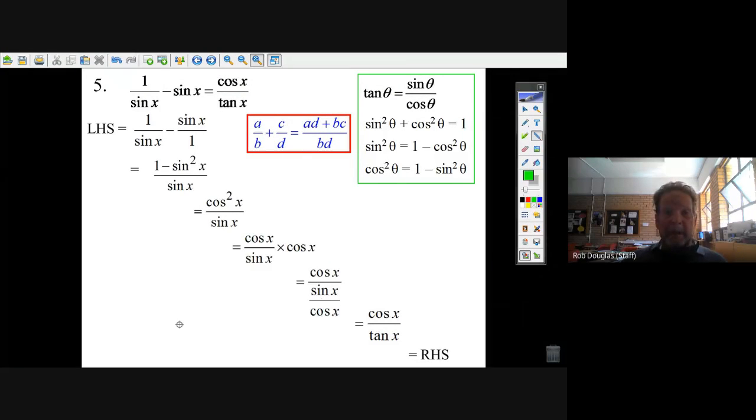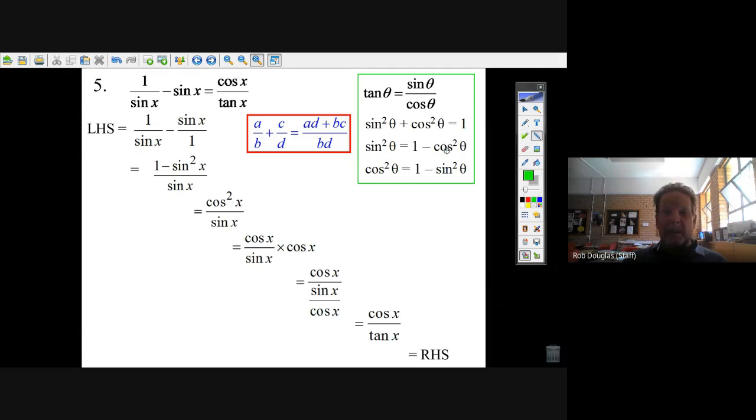Okay, we're going to look at another identity here that we're going to try and prove. We're trying to prove that the left-hand side here, 1 over sine x minus sine x, equals cosine x divided by tan x. So the way you start out is you take one side and you keep working it until you can get it to look like the other side.